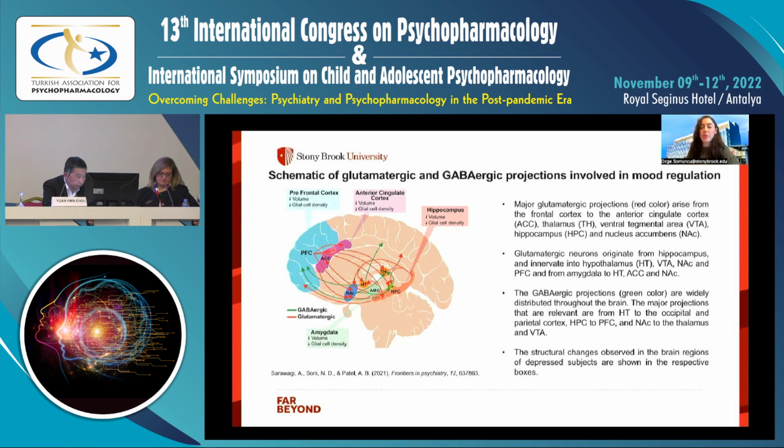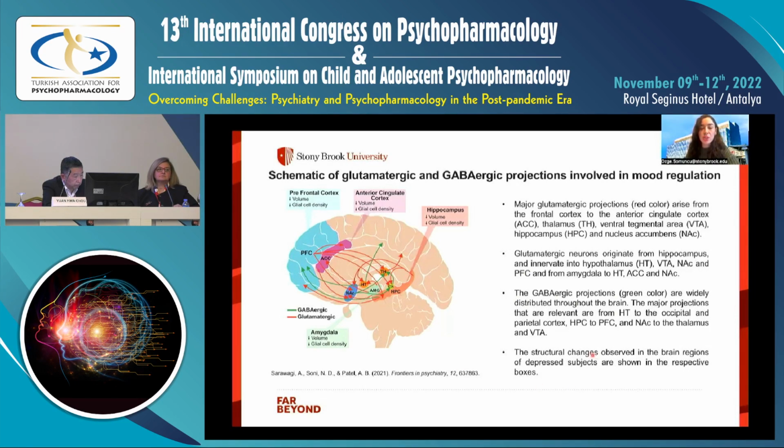Those neurons originate from the hippocampus and innervate the hypothalamus, VTA, and PFC, and from the amygdala to the HE, HT, ACC, and NAC. In addition, on the other side, GABAergic projections, indicated in green here, are widely distributed throughout the brain. So it is almost everywhere. And the major relevant projections are generally from the HT to the occipital and parietal cortex.